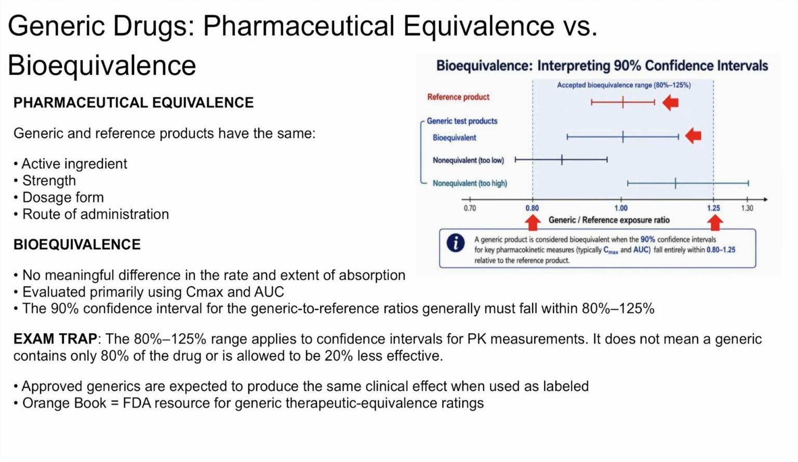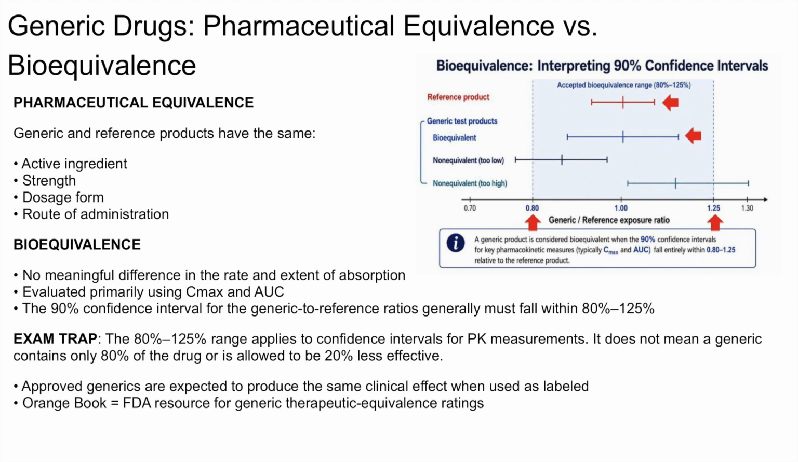So generic approval involves 2 related ideas. Pharmaceutical equivalence means that generic and reference products contain the same active ingredient, strength, dosage form, and route of administration. Bioequivalence asks whether the body is exposed to the drug similarly. Investigators compare measures such as Cmax, representing peak concentration, and AUC, representing total exposure. And generally, the entire 90% confidence interval for the generic to reference ratio must fall between 80% and 125%.